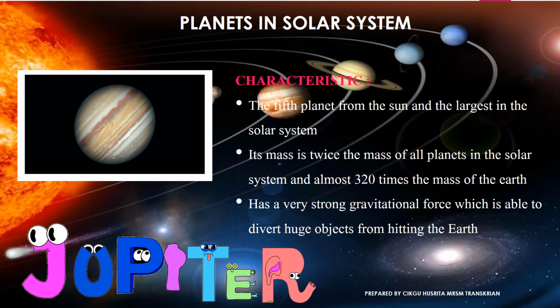The fifth planet from the Sun is the largest in the solar system. Its mass is twice the mass of all other planets in the solar system combined and almost 320 times the mass of the Earth. We call it Jupiter. Jupiter has a very strong gravitational force, which is able to divert huge objects from hitting the Earth.